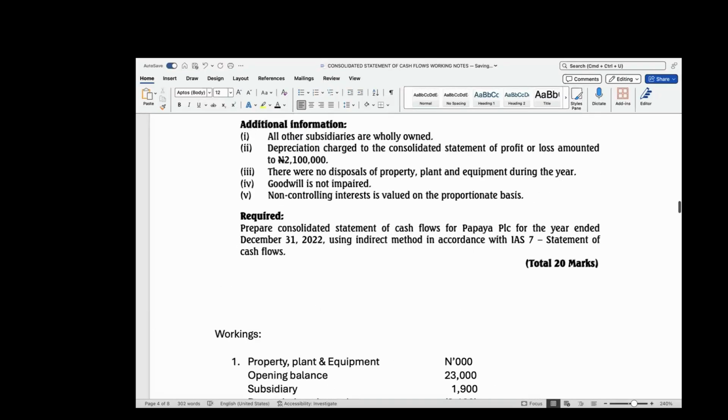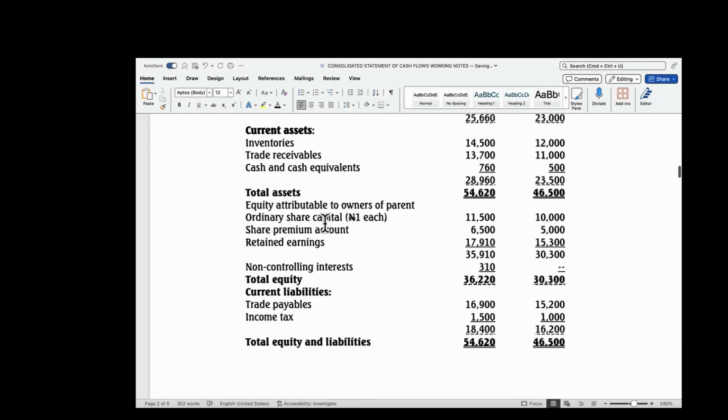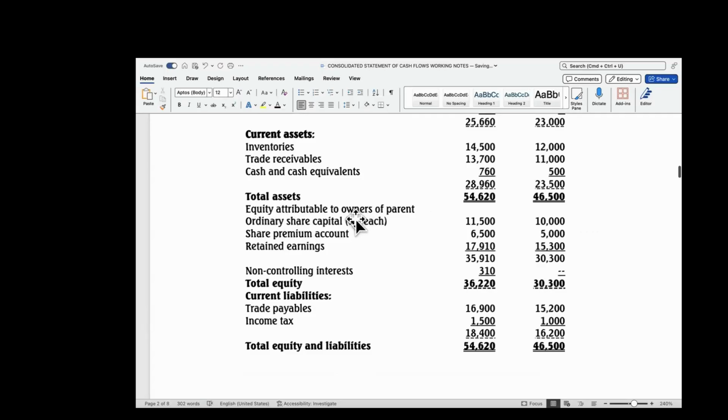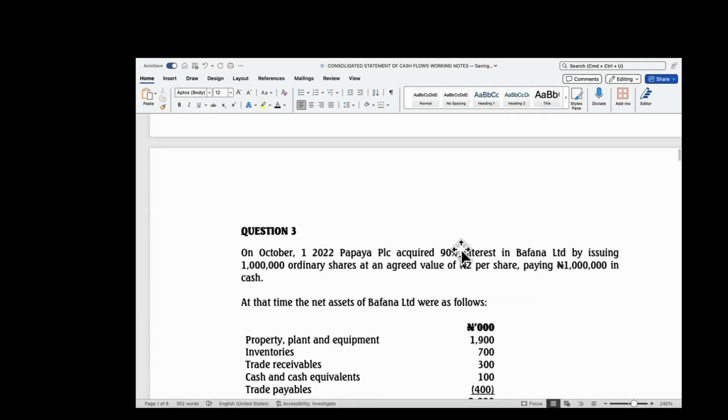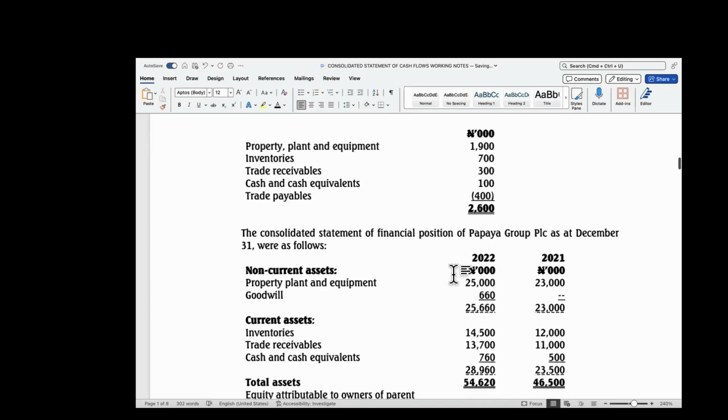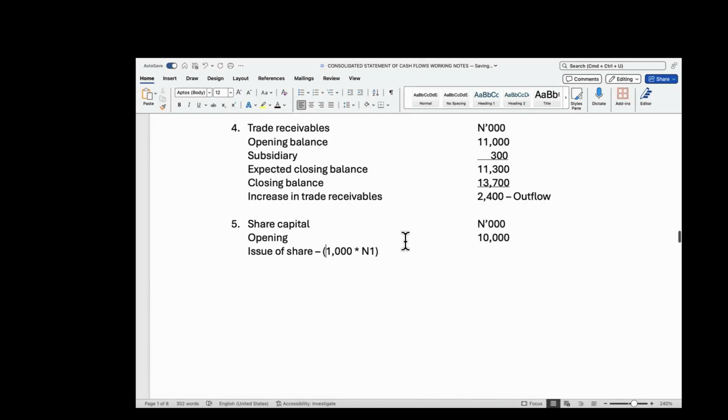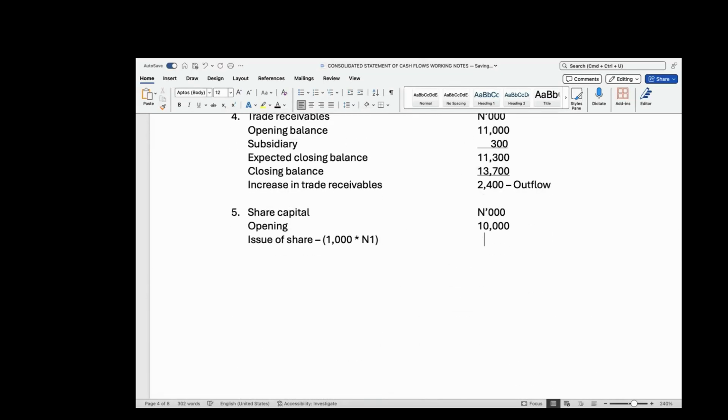And how did I know? If you look at the statement of financial position in the question, you'll see ordinary share capital of 1 naira. That means for them to have issued the shares at 2 naira, the extra 1 naira is share premium, which will impact the share premium movements. So, what's my expected closing? 11,000. So, what closing do I have? 11,500.